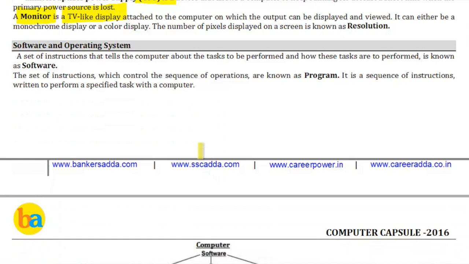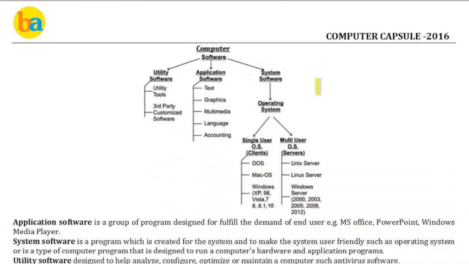As we know that the hardware were tangible components, the software is the intangible component of a computer system. A set of instructions that tells the computer about the task that needs to be performed is known as the software. There's another term called program. A program is a set of instructions which controls the sequence of operations. You can see a chart over here in which we have done the categorization of computer software. Our computer software is categorized in three parts: utility software, application software, and system software.